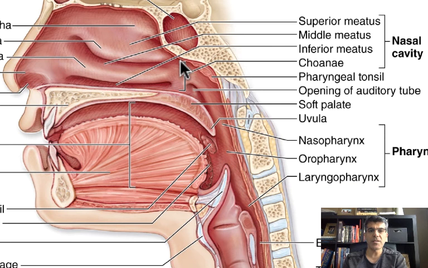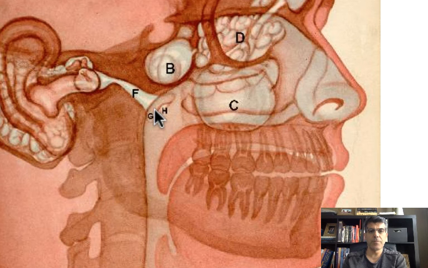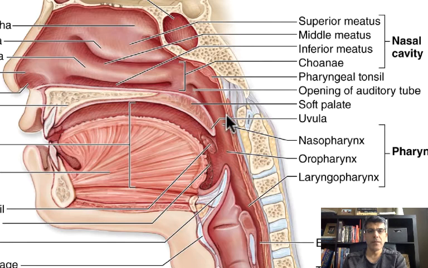Let's focus on the nasopharynx. The nasopharynx has two important structures. One is your pharyngeal tonsil. We talked about tonsils in the lymphatic system already. And also in the nasopharynx, you have an opening for the auditory tube. Do you remember this auditory tube opens to the middle ear? This is your nasopharynx, and this is a tube that we mentioned already opens to the middle ear. It's called the auditory tube.